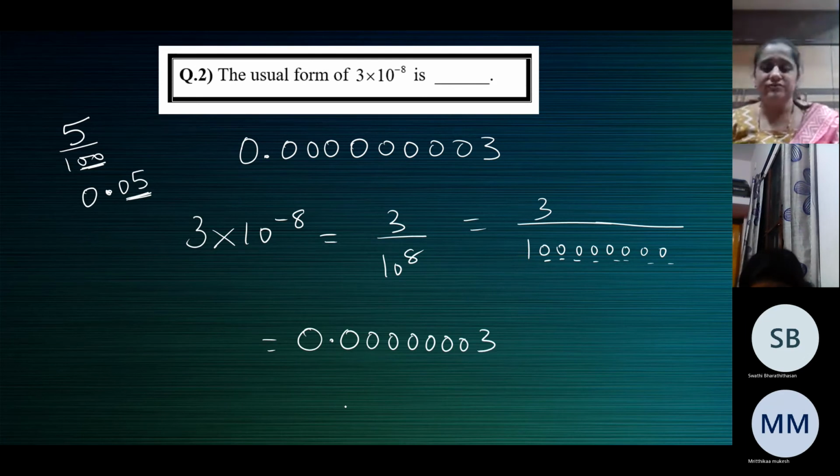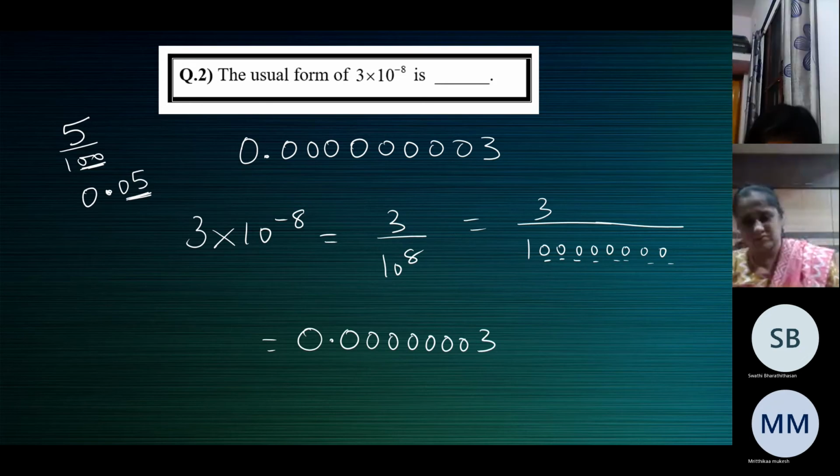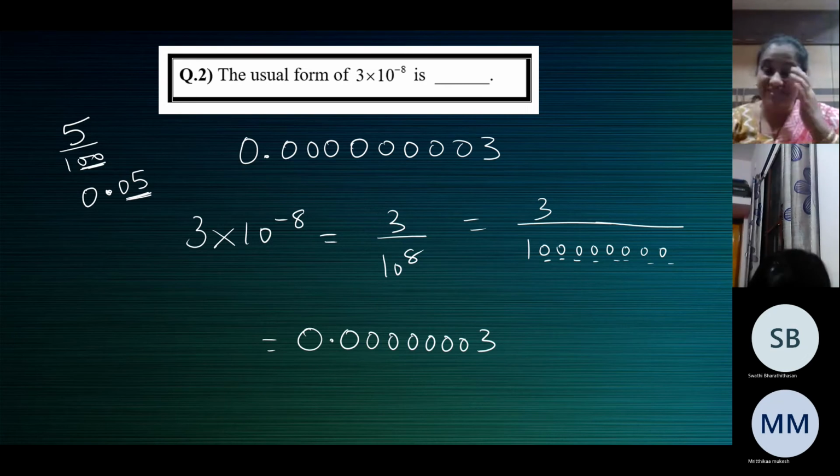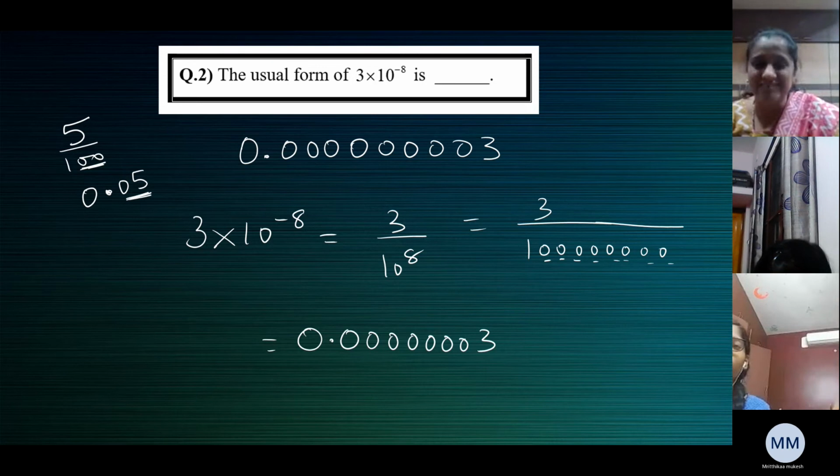So Bhavishya, you got that? Ma'am, I have added 1 zero extra, ma'am. Yeah, that's wrong. 1 zero extra, so that's incorrect. You will not get marks for that.